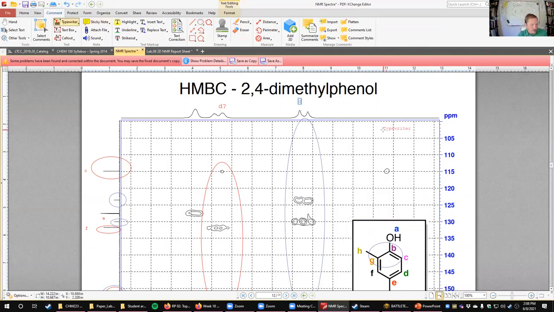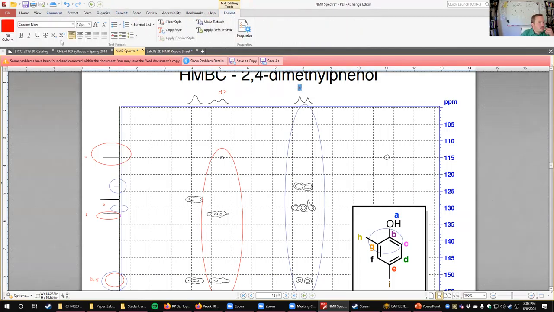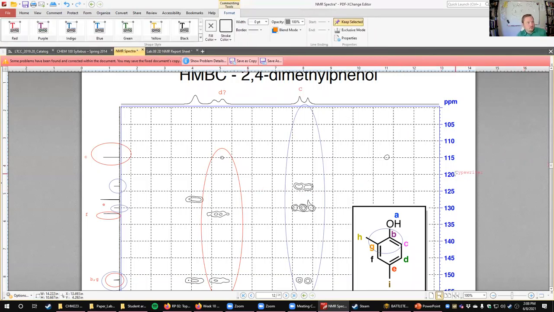Well, D could not show up close to G. So this one that's in blue is almost certainly going to be C, proton C has to be associated with that one. Right? Because the ones that are directly opposite, the ones that are para on the benzene ring, will not show up here.